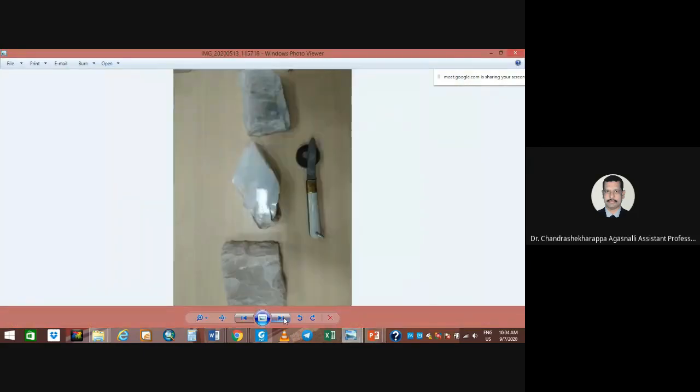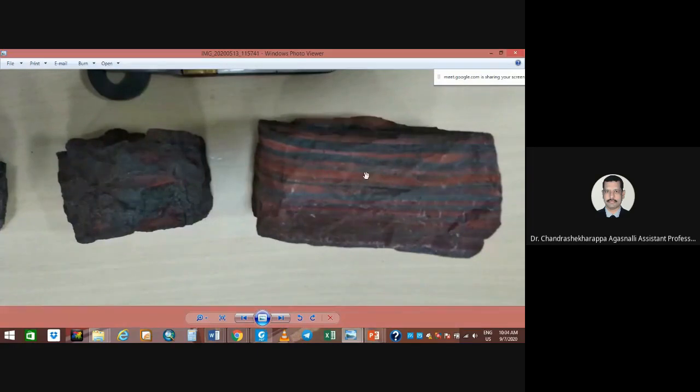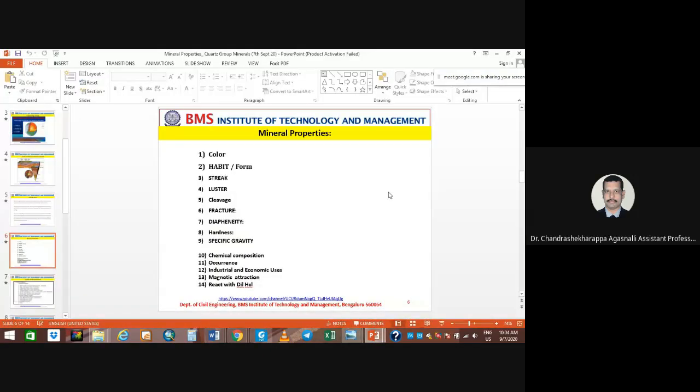I would show you that. Yeah, this is completely dull. It's a black color. It's completely dull. There is no shining on that. That we call a dull luster. Vitreous, subvitreous, and dull luster. There are three types of lusters. That's another property of the minerals.